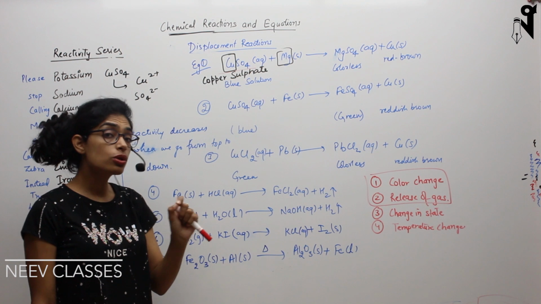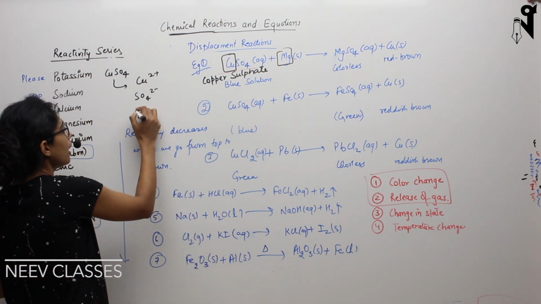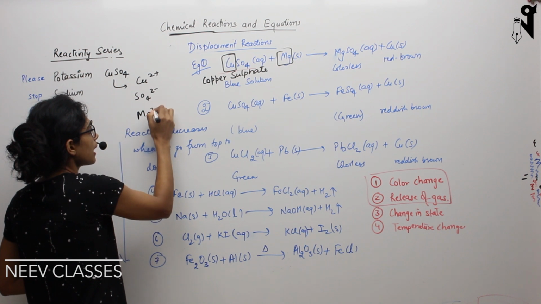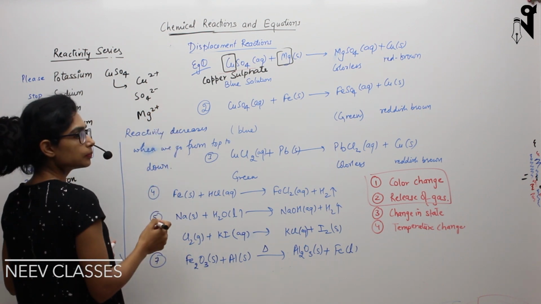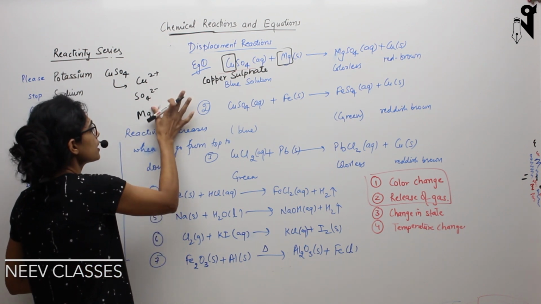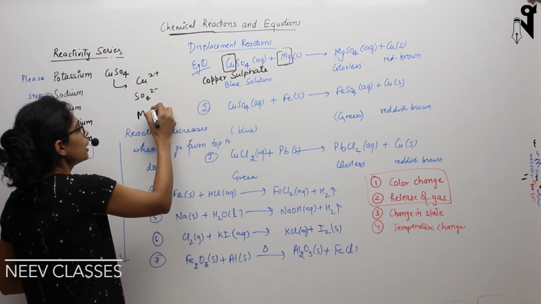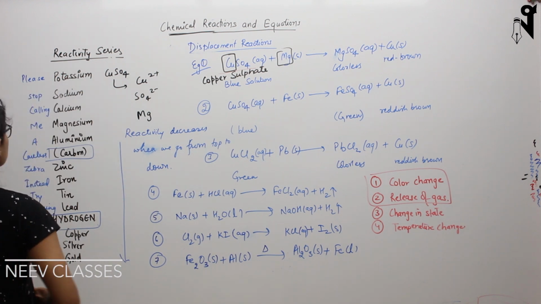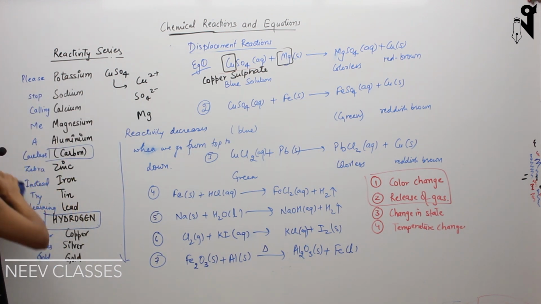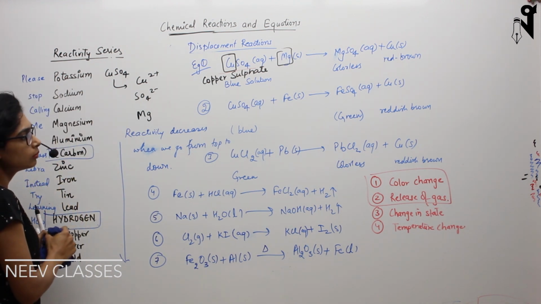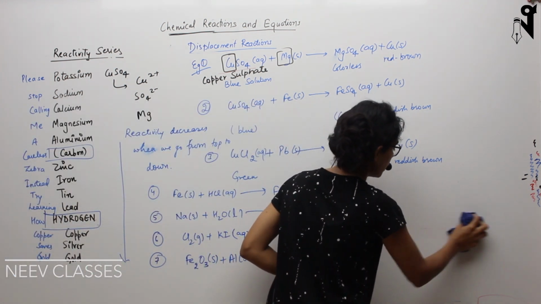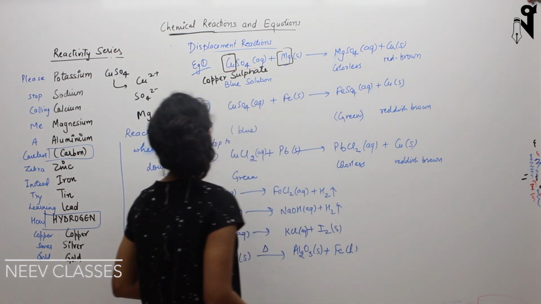Now we have magnesium. Magnesium's valency is also plus 2. So magnesium will also behave as Mg2+. Or you can say magnesium is present over here. Let me just write it over here. I'm rubbing off this reactivity, should I rub it? No, what I'll do is I'll keep this and explain it to you over here.